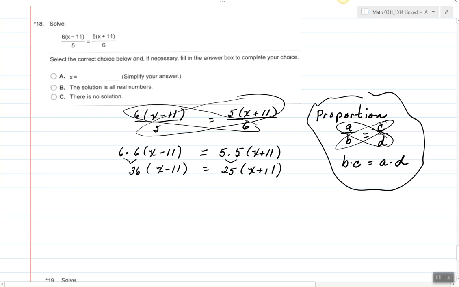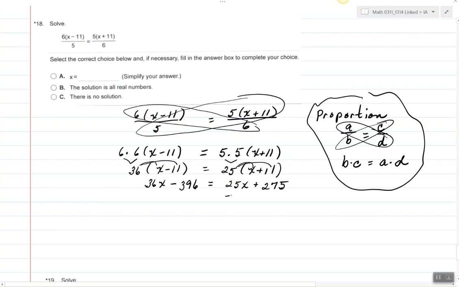Now I'll use the distributive property. 36 times x is 36x minus 36 times 11 is 396, equal sign. 25 times x is 25x. 25 times 11 is 275. So off the recording, I'm able to do the multiplication. So it looks like I'm just doing it in my head, and I'm not.